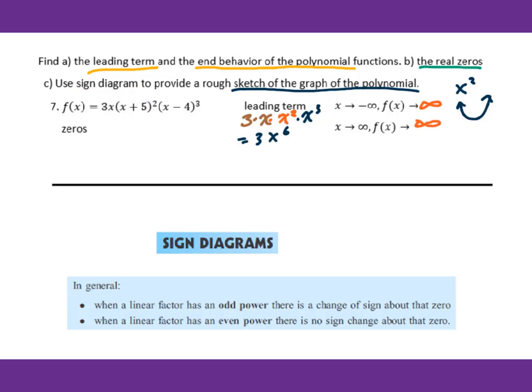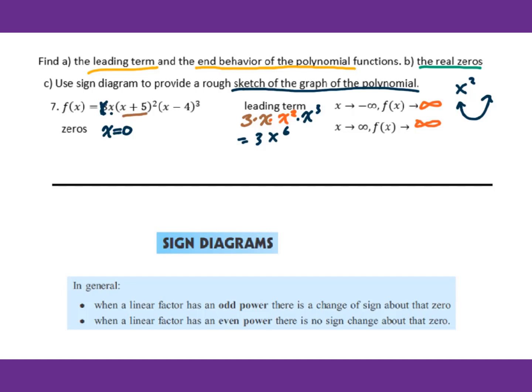Now let's figure out the real zeros. Still check each factor. Make sure each factor equals 0 to get a real zero. 3, definitely you cannot make 3 equal 0. So we ignore this 3. Then we go to this x. Yeah, we can get the x equal to 0.